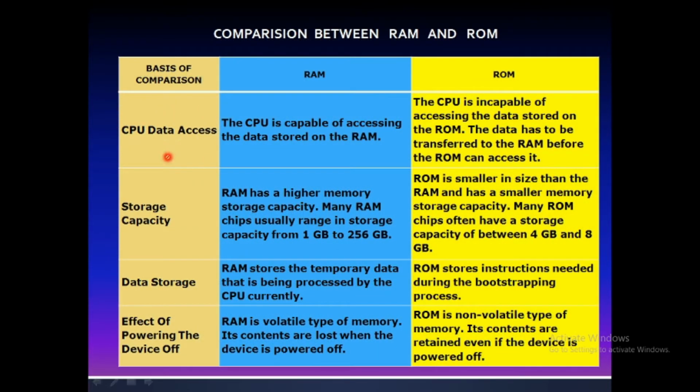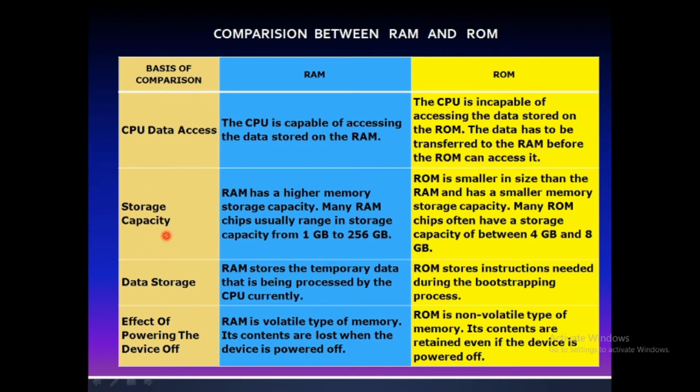Talking about the CPU data access, the CPU is capable of accessing the data stored on the RAM, whereas in the case of the ROM, the CPU is incapable of accessing the data stored on the ROM. The data has to be transferred to the RAM before the CPU can access it. This is very important.